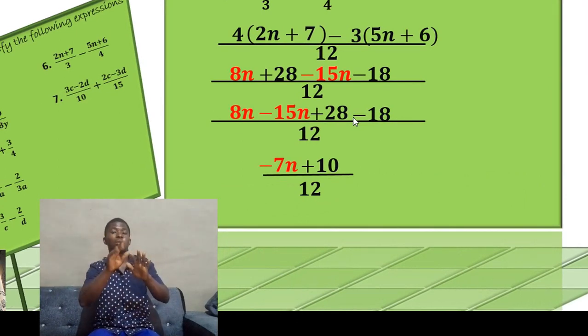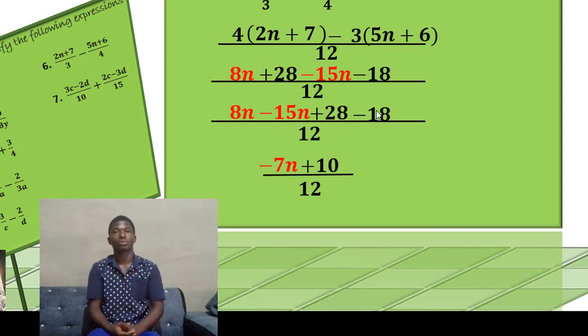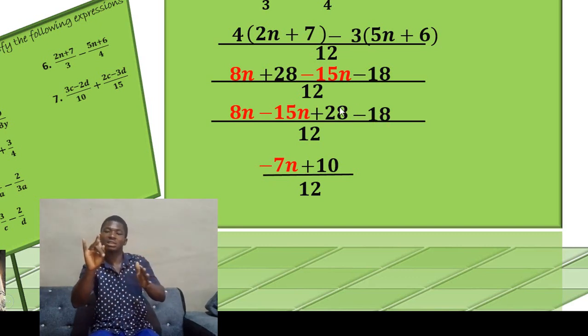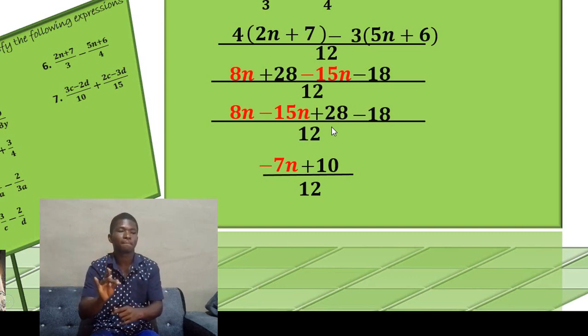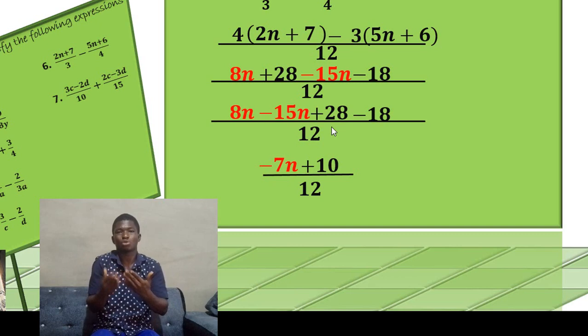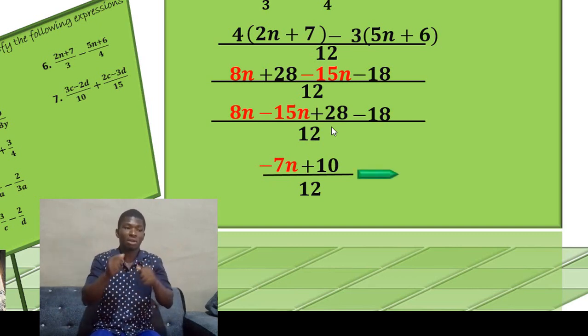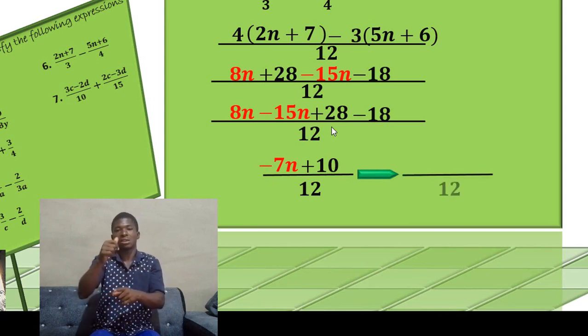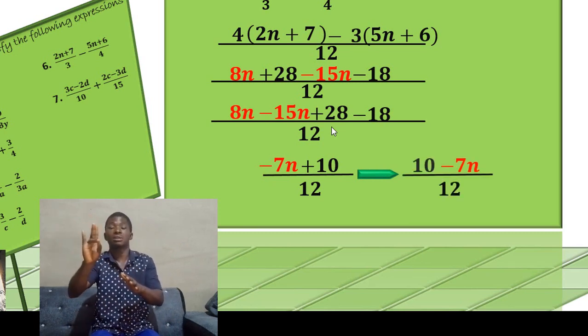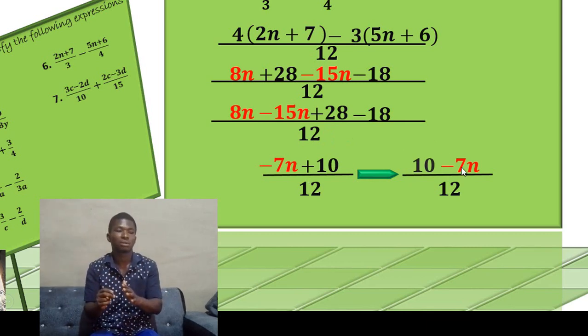When you simplify your n terms, you have minus 7n, and when you simplify your numbers, you have plus 10. That is, you are subtracting 18 from 28. That's all. So you have made it a simple fraction. Any other thing you think we can do? No. Or you can rewrite it as 10 minus 7n over 12. Then you're good to go.